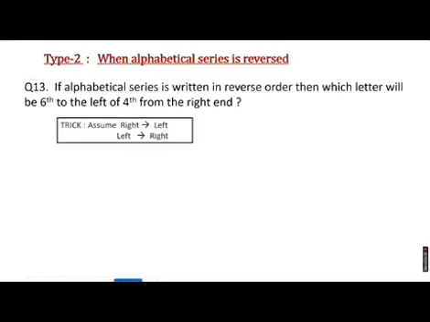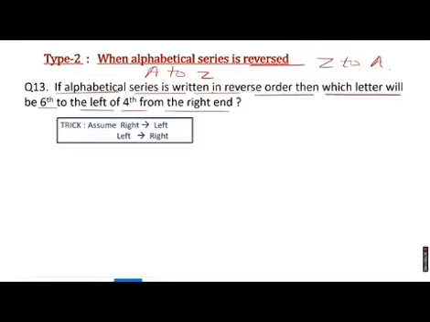So now we are going to discuss type 2, that is when alphabetical series is reversed. Here the question is, if alphabetical series is written in reverse order, then which letter will be the sixth to the left of fourth from the right end? The general alphabetical series is A to Z, and whenever it is said that it is reversed, it means now it is written in Z to A format, right?